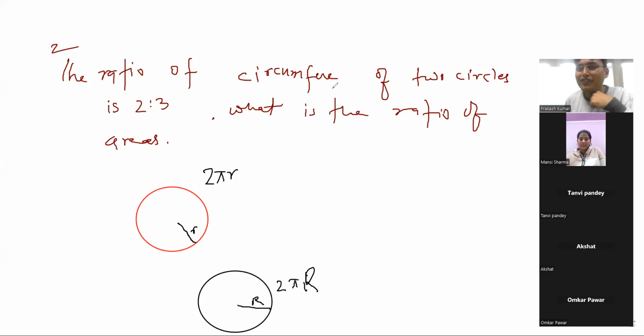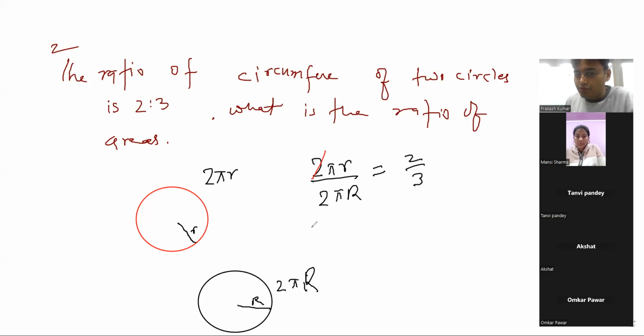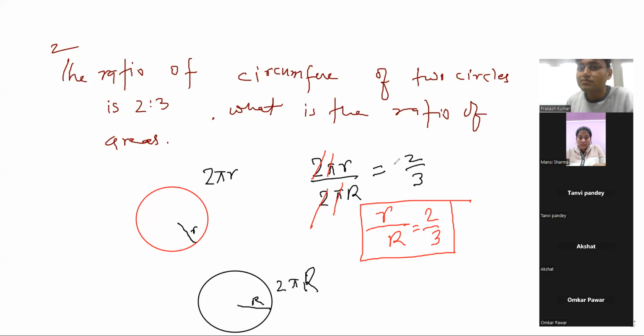So the ratio of circumference, 2 pi r divided by 2 pi capital R, this is the ratio of the circumferences of the two circles, and the question says it is 2/3. Anyone have a problem up to here? Here is one circle with 2 pi r, here is a circle with 2 pi capital R. Let me know if there is a problem. Now see, the 2 by 2 gets cancelled, pi gets cancelled. So r by capital R equals what? 2/3. Up to this it is okay.